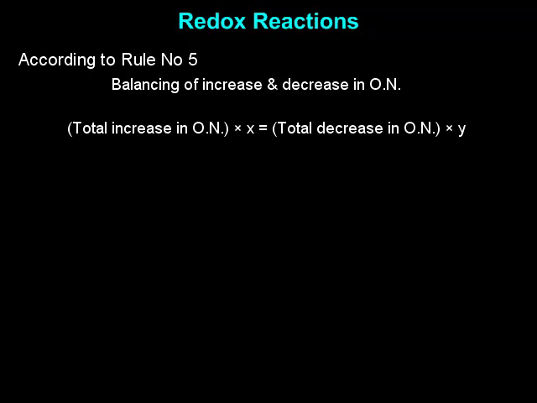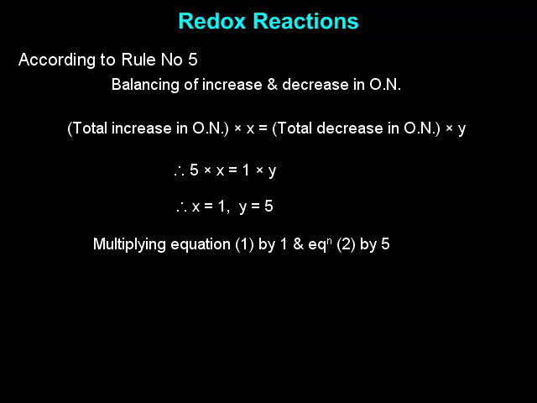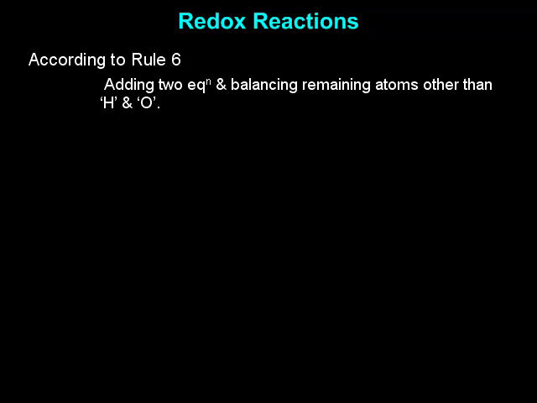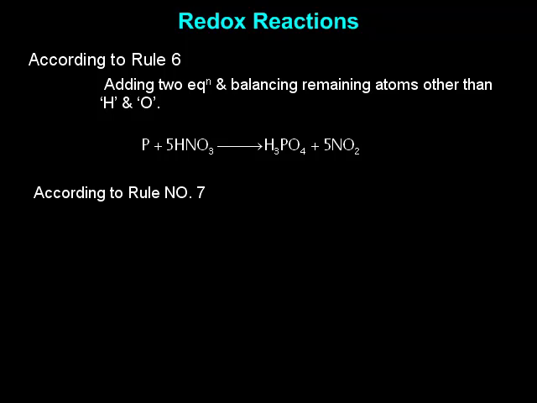According to rule 5, balancing of increase and decrease in the oxidation number. Total increase in the oxidation number into X is equal to total decrease in the oxidation number into Y. Therefore, 5 into X is equal to 1 into Y. Therefore, X is equal to 1, Y is equal to 5. Multiplying equation 1 by 1 and equation 2 by 5, P gives H3PO4, 5HNO3 gives 5NO2.